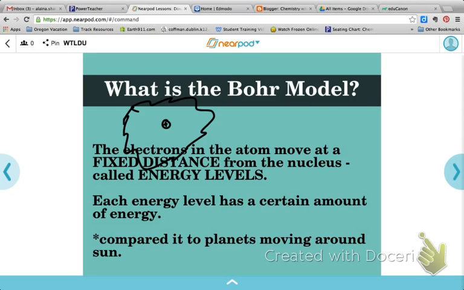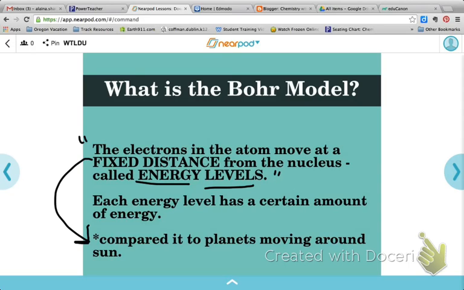So Bohr came along and sought to get some more information about those electrons. And here's what he came up with. This is kind of his quote. He said, the electrons in the atom move at a fixed distance from the nucleus, and these are called energy levels. So that fixed distance from the nucleus was the important thing, and he made an analogy to planets moving around the sun. So he pictured it as that fixed distance was like a fixed radius with the sun at the center and the planet in its orbit. The electron would be at a fixed distance or radius from the nucleus.